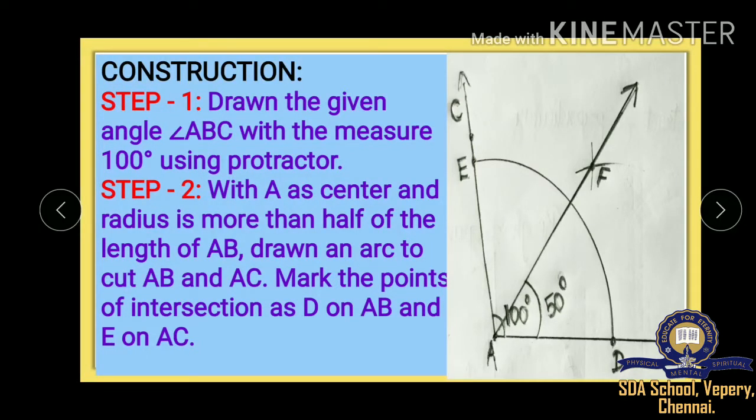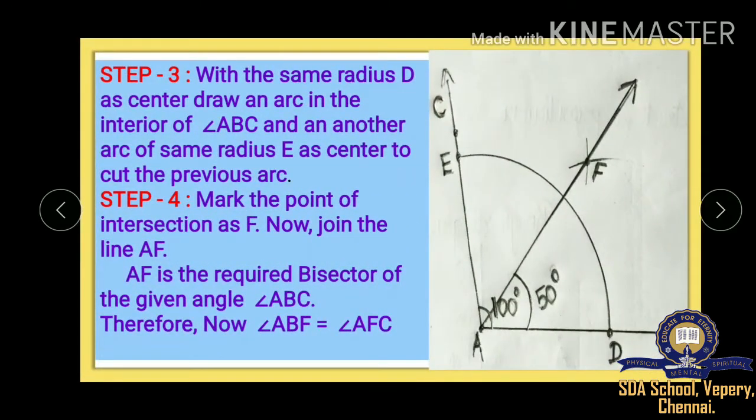Step 1, draw the given angle ABC with a measure of 100 degree using protractor. Step 2, with A as center, the radius is more than half of the length of AB, and draw an arc to cut AB and AC. Now mark the point of intersection D and E. Move on to our step 3. With the same radius D as center, draw an arc and with the same radius E as center, draw another arc. Now mark the point of intersection as F.